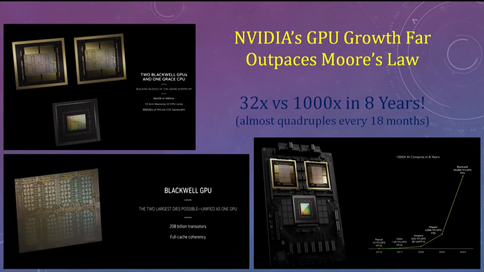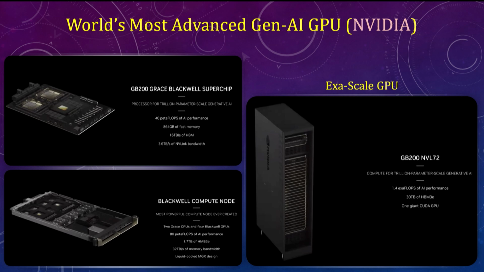Now, NVIDIA created this extremely powerful GPU. It's called Blackwell, with two Blackwell GPUs and one Grace CPU combined into one single unit. It has 208 billion transistors, by the way, even more than a CPU generally has, and it can do 1.4 exaflops of AI performance. Now think about this.